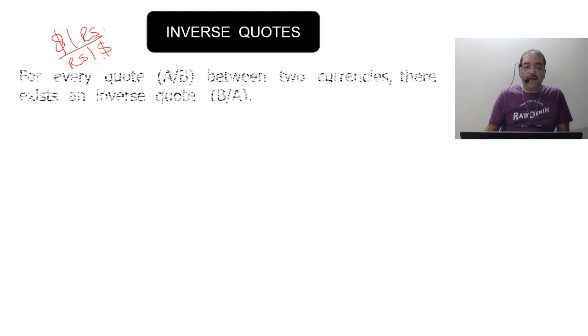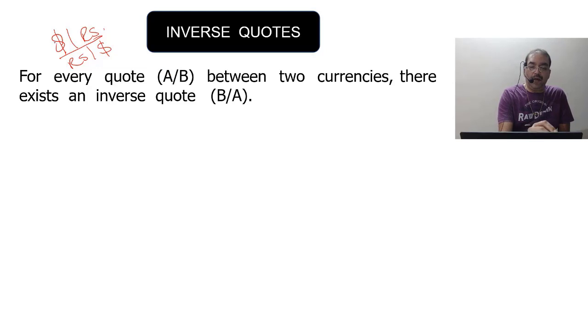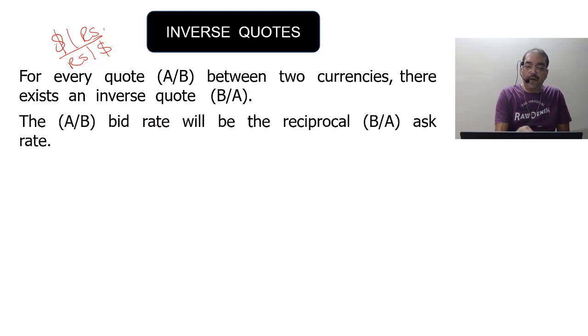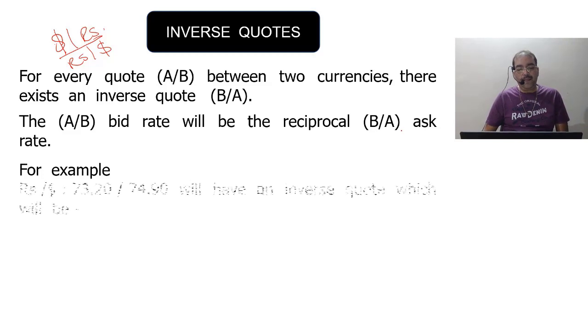So what do I write? For every quote A by B, every quote dollar to rupees, between two currencies, there exists an inverse quote B by A, rupees to dollar. So if you give me the rupees to dollar and I want it in the other format, I have to convert it. How to convert that we are going to learn in inverse quotes. The A by B bid rate will be the reciprocal of the B by A ask rate. I'll give you the example. Then you will understand. Otherwise, you will not understand.